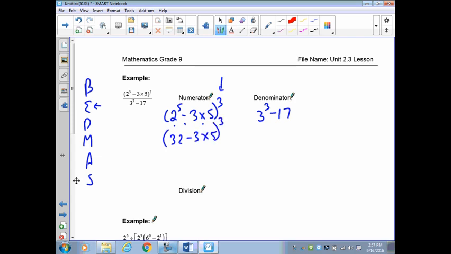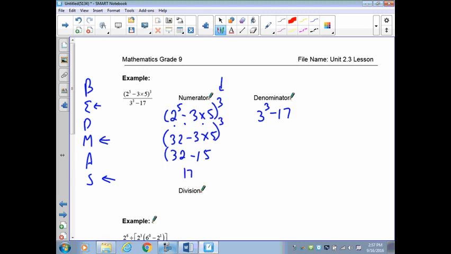So now that I got rid of the power, I can now move into the next step. I have a choice between subtraction, which is way down here, and multiply, which is up here. So multiply comes next. 3 times 5 is 15. So my next number is 32, take away 15. And now that I've got rid of my multiply, I can take a look at the final one, which is 17.